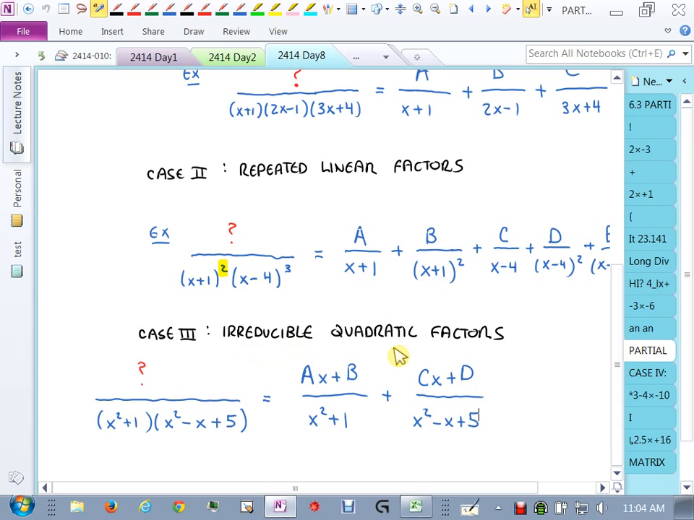So let's just remember, case 3 is where we have irreducible quadratic factors. That means we have a quadratic factor somewhere down here that cannot be factored. Irreducible means not factorable. So here's an example of a quadratic that can't be factored. Here's another example of a quadratic that can't be factored. So in the event that we run into those, what they suggest we do is rewrite each quadratic factor with a linear expression on top. Why do you think putting a quadratic with a linear on top is going to be useful to us?